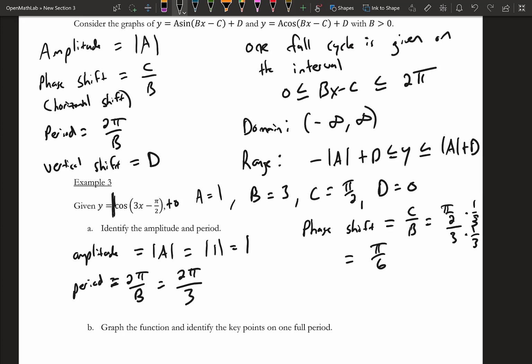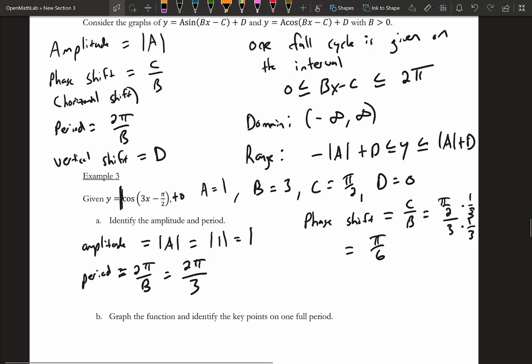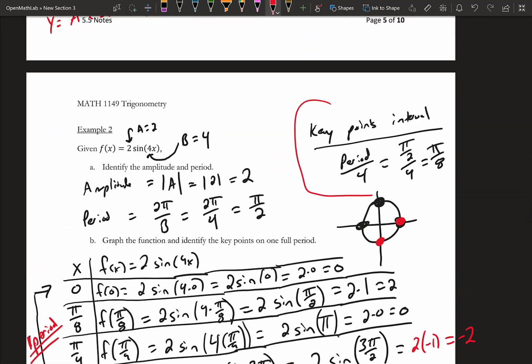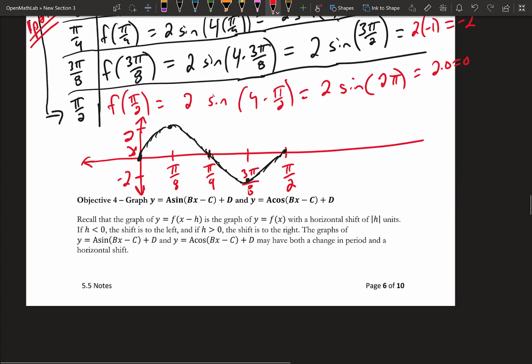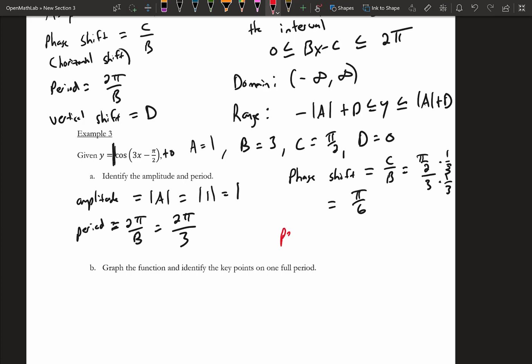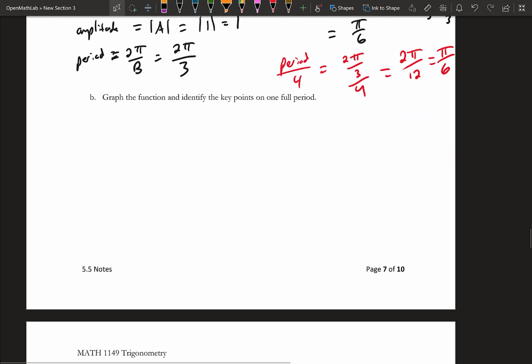It didn't ask us to find this, but one thing I want to find, like we did before up here, are these key points in the interval. Let's go ahead and find that. We just want to take the period divided by 4. So this would be 2 pi over 3 divided by 4, which would be 2 pi over 12, which is pi over 6. Then in part B, we want to graph this now.